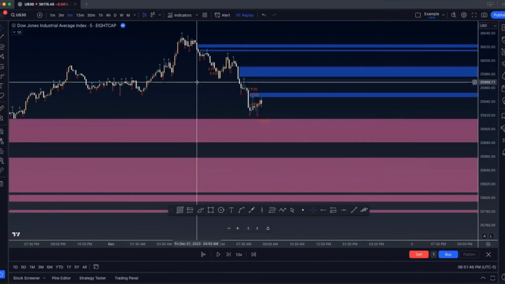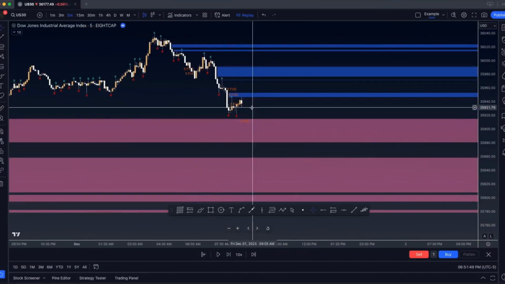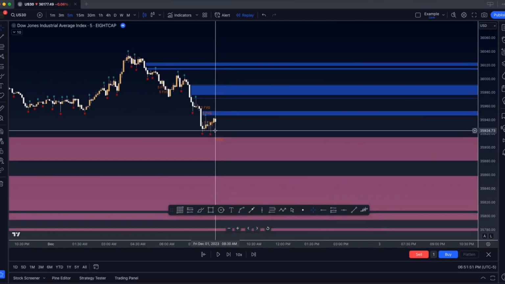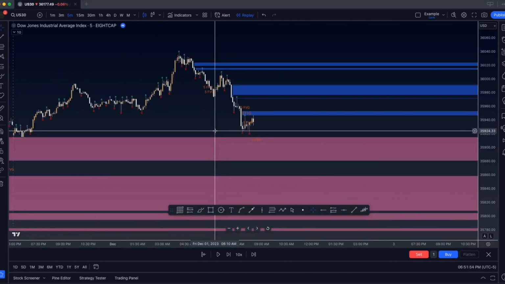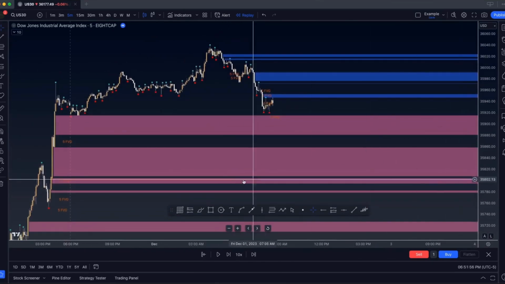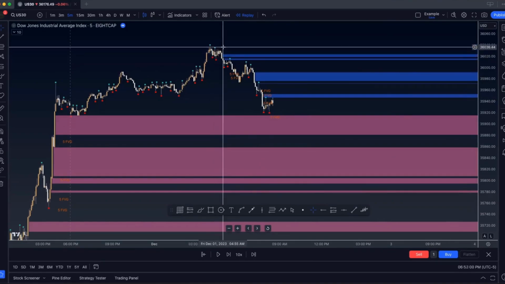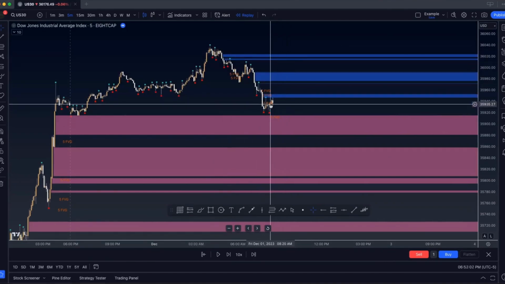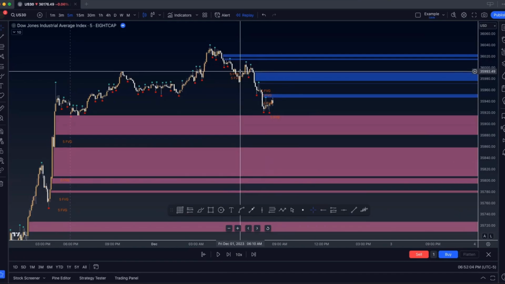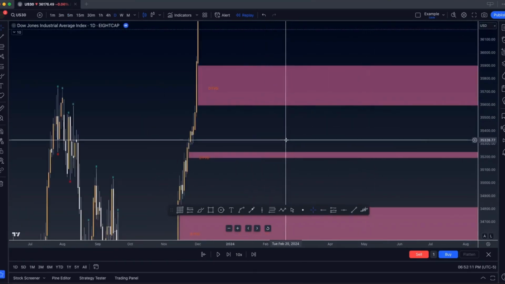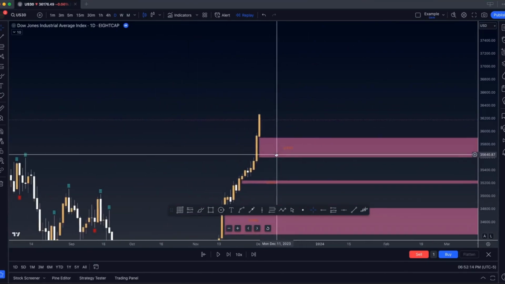Okay, so I want to show you a quick example on market replay. So let's just say you are trading from 8:30 a.m., right? We are going to get our buys for the day. Now, at first, it may look like the price is going downtrend, right? And you might say, oh, I'm going to start looking for shorts. But if we use our daily bias, we can clearly see that we have bullish momentum.